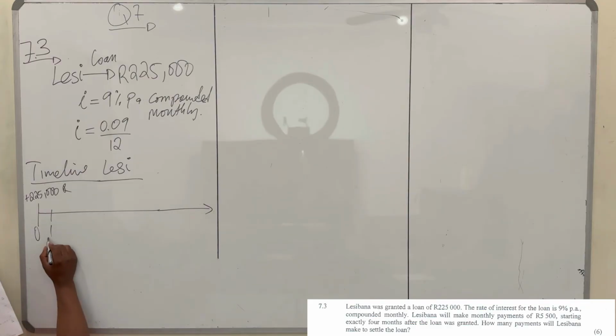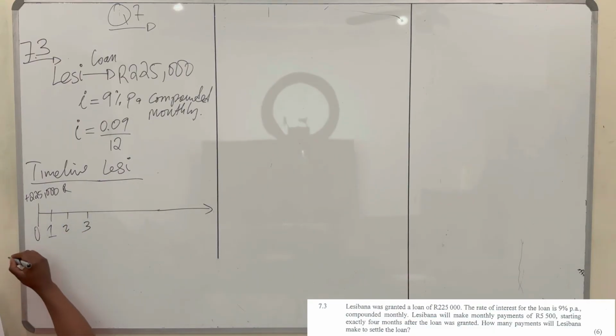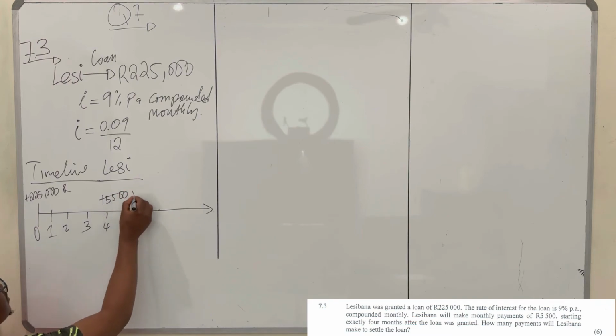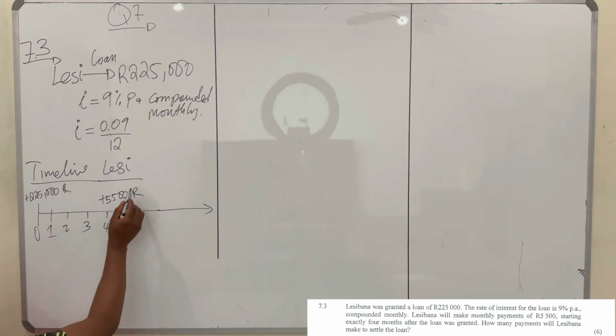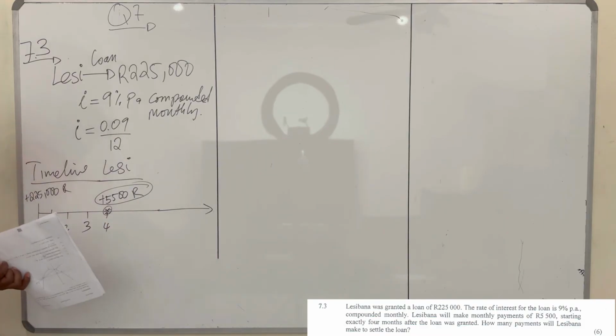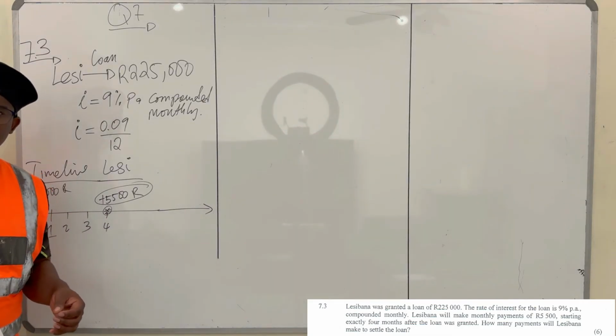So she will start paying on the 4th month, which means on the 1st month she didn't pay, on the 2nd month she didn't pay, on the 3rd month she didn't pay, and on the 4th month that's when she started paying 5,500 rands, the monthly amount that she's expected to pay. So she missed payments and started paying on the 4th month. The question is, how many payments did she miss?